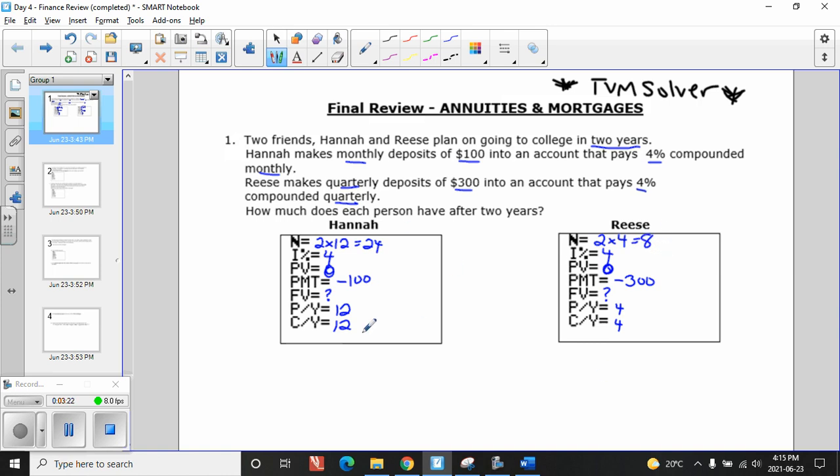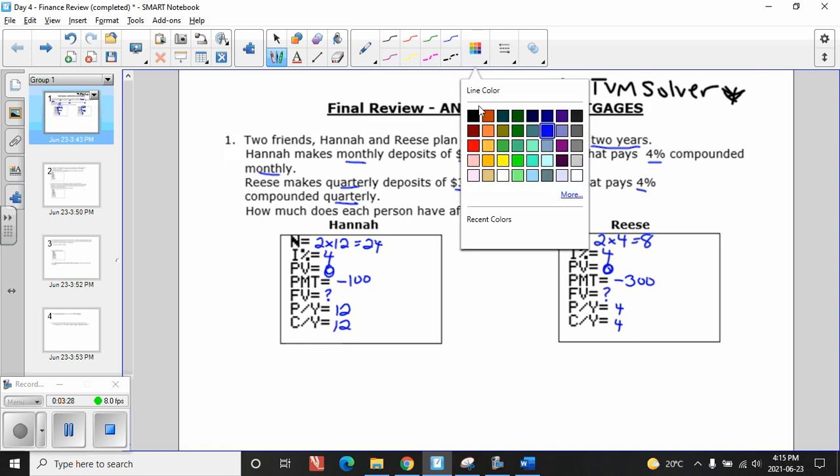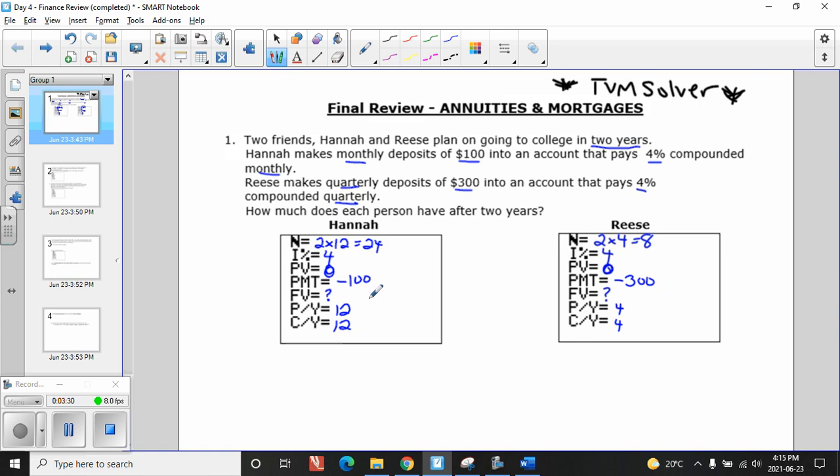Okay, so I've punched those in separately to the TVM solver, and what comes out is, and then I click the little button here that says solve for future value. So we could solve for any one of these things, but in this particular question, we'll be clicking the solve for future value button. And the answer that comes out is $2,494.29.